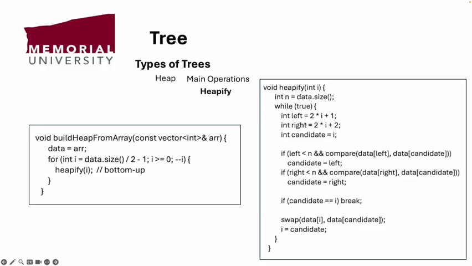We compare with the left. We get their children, left child and right child, right? And then get a candidate. Similar to a comparison, right? Which way we need to swap, and then we process the swap, and then reassign the index of the candidate, until the index is equal to the candidate, we can break out. Okay, that's how the code works.